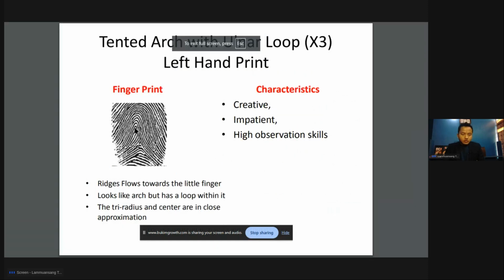This is the center, right? What we call the center. This is the tri-radius, the connecting point of three lines. Okay, this is the center. When you add the line between center and tri-radius, all the x3 and x4 will have lesser than 5. Remember, lesser than 5.